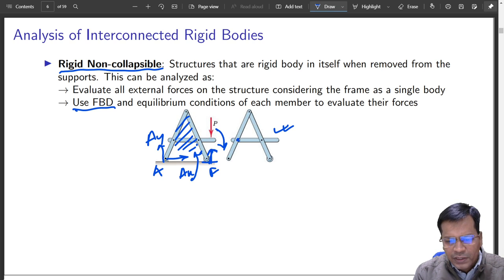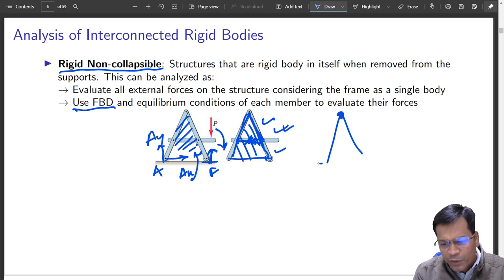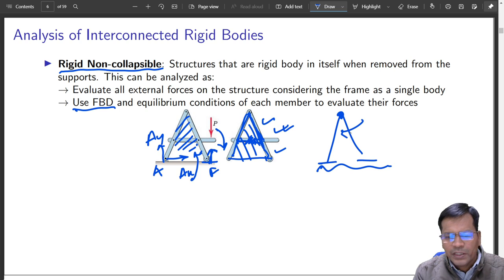If I am fixing these two points, this length is fixed, this length is fixed, this length is fixed. Links are not flexible, so overall this structure is fixed. Is it not? But as soon as I remove the link which is here, it becomes collapsible. It will just be a frame with a hinge over here. If I remove it from the base, it is a collapsible structure. So it is easily visible.